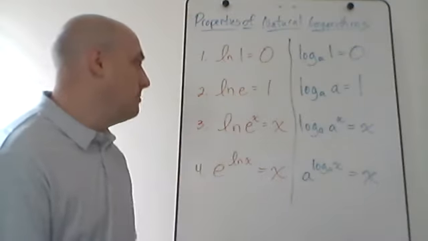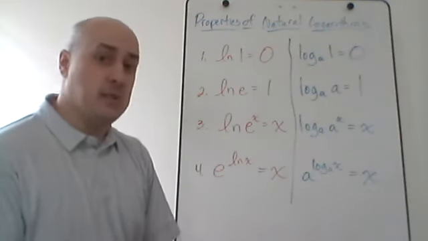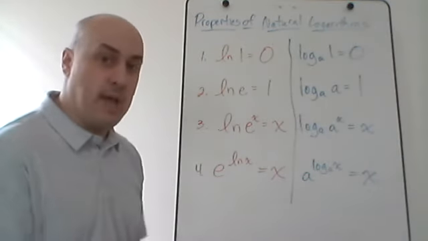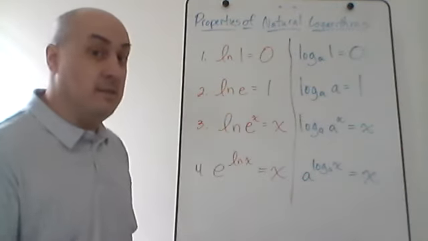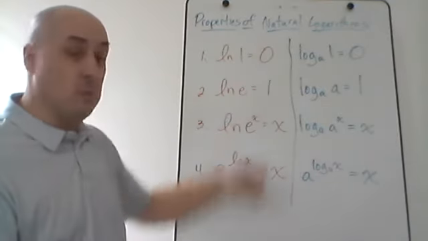Every once in a while you'll see problems where you have ln of e, and a lot of students I've worked with before freeze at that point. They're like, ln of e, what does that equal? Well, that equals 1, and if you remember that, it's really easy to simplify. Just that whole thing just becomes a 1, right?